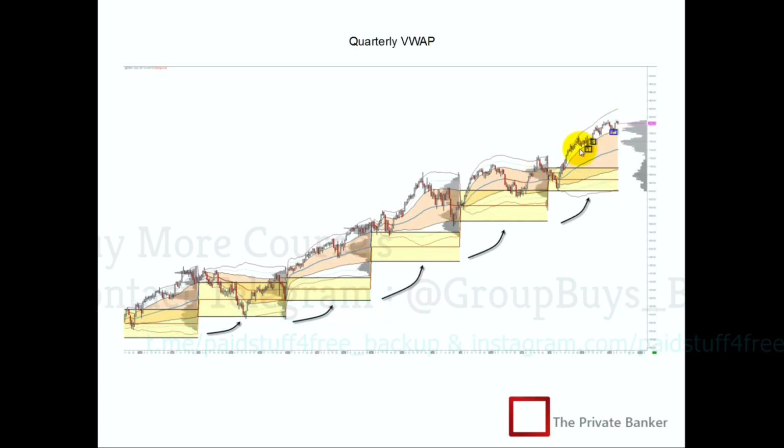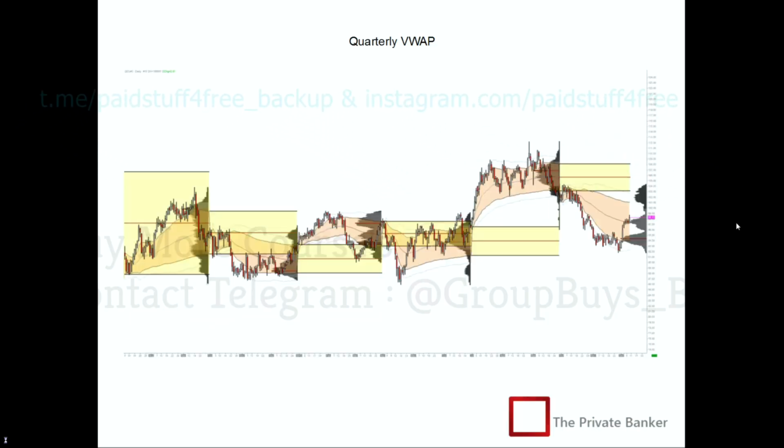Especially what we're seeing right here, where the market's trading outside of even the quarterly developing value, as well as the previous quarter's value, just completely blowing right through that. So very strong move in place there. And we can also see that when the market gets far away from value, we see a pause. So very good pieces of information to take note of there.